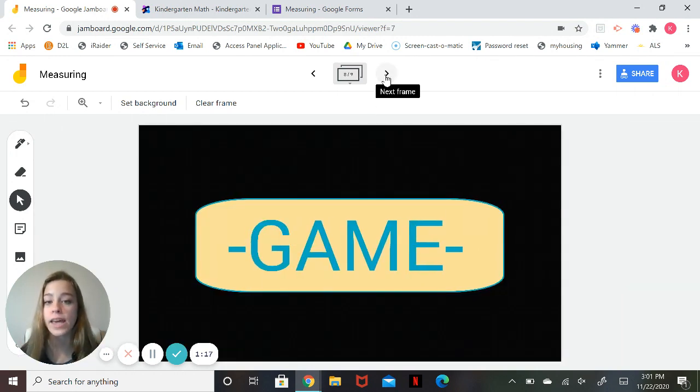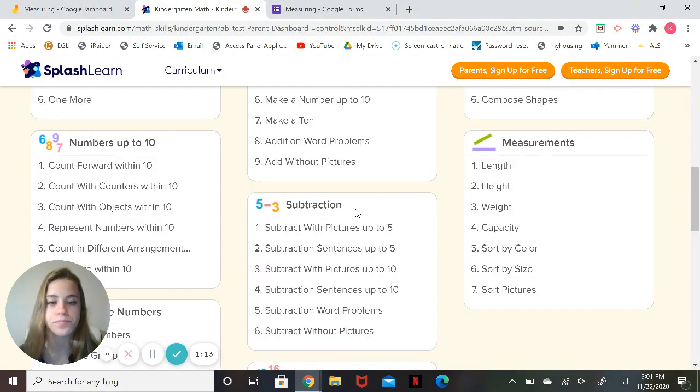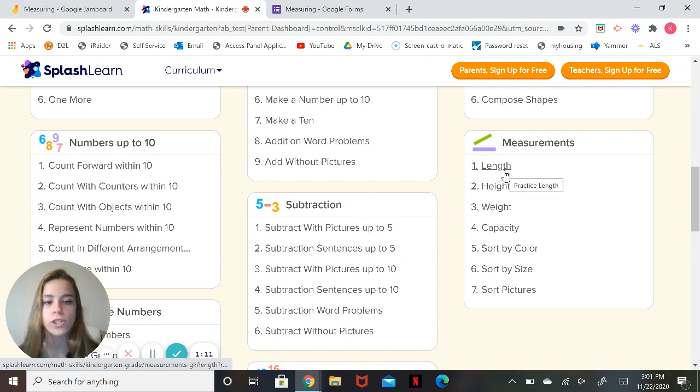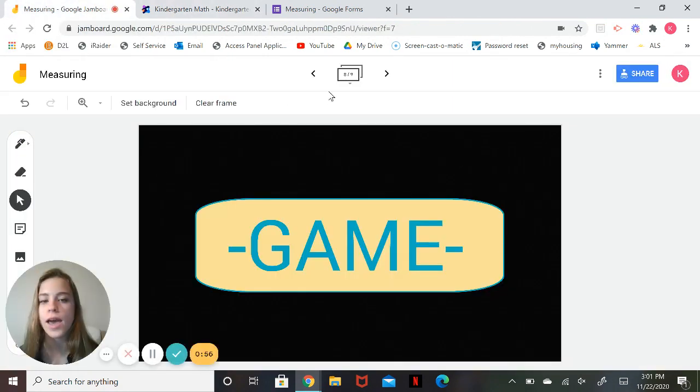All right, now I have a game for you that I want you to play. I want you to go to Splash Learn, and then scroll down to the measurement section, and do the length, the height, and the weight sections. It's really similar to what we just did on the Jamboard. After you complete that, you don't have to turn it in or anything. It's just extra practice. It's really fun in my opinion.